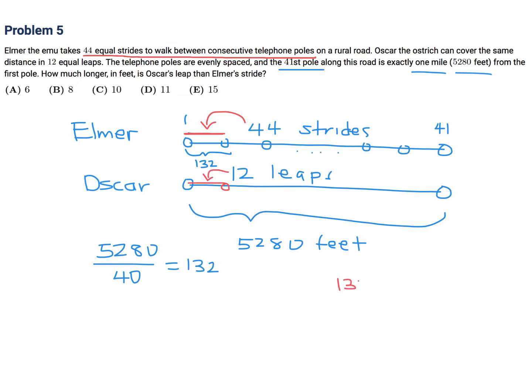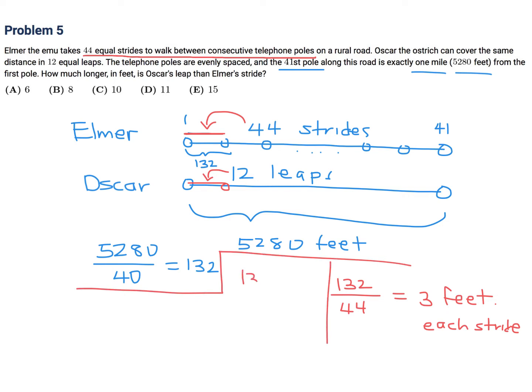So the distance is 132, and it takes 44 strides. So each stride is 3 feet. And then similarly for the leaps, we've got 132 divided by 12, which is 11. So 11 feet is the distance for each leap. They're asking how much longer is a leap than a stride. Well, a leap is 11, a stride is 3. So a leap is 8 feet longer than a stride, and therefore that is B for number 5.